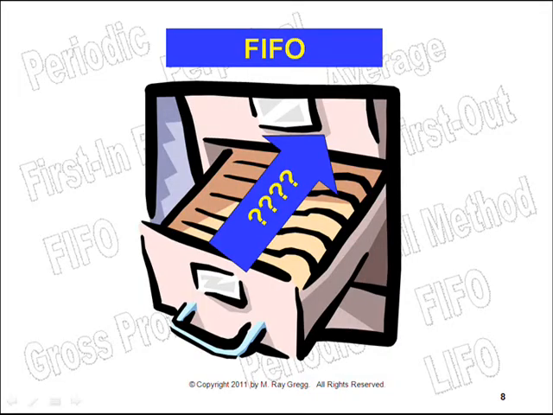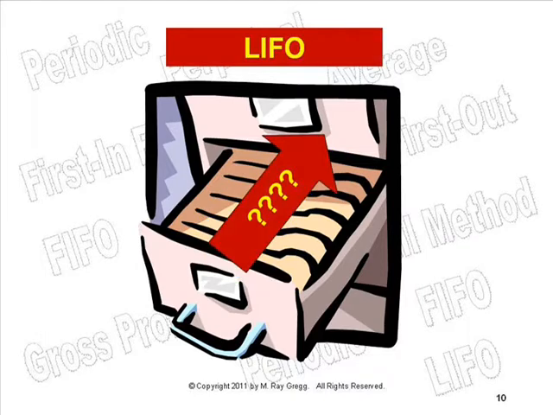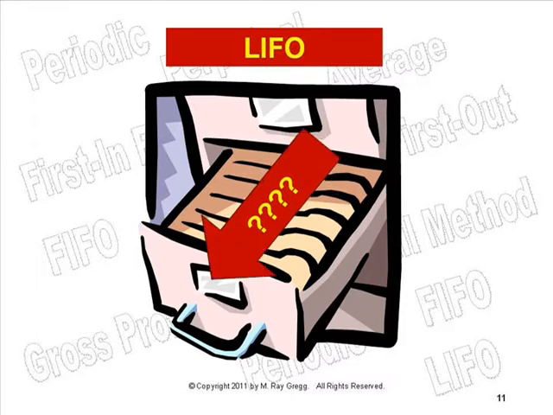If we are using FIFO, would we start at the front of the drawer and work toward the back, or from the back of the drawer and work toward the front to assign the cost to ending inventory? Or under LIFO, if we're trying to find ending inventory, would we start at the front of the drawer and work back, or would we start at the back of the drawer and work toward the front? Those are the questions that we need to know.